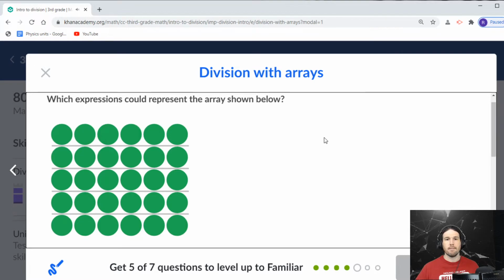Let's see. This looks like 1, 2, 3, 4, 5, 6 in each row, and 1, 2, 3, 4, 5 rows. So that could either be 30 total, right? 30 divided by 6 or 30 divided by 5. Either one is correct.